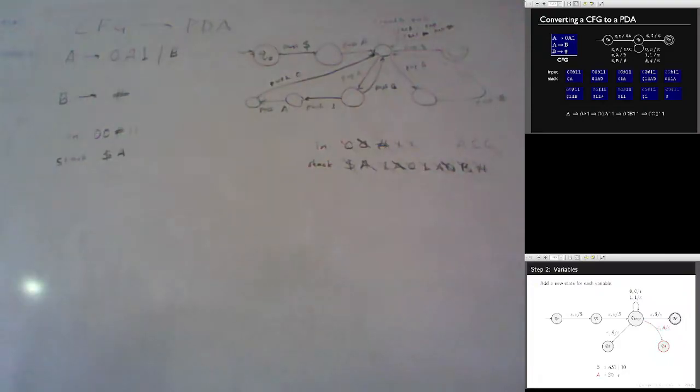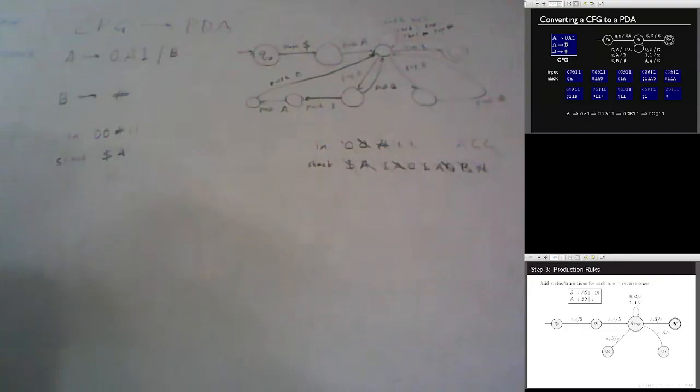The final step, which is also the longest step, is the production rules. So for each production rule, we need to draw a path, which could just be one arrow or it could be multiple arrows depending on how long it is. But we need a path from that variable to Q. Okay? And the path has to read the production rule in reverse order. Okay, so it has to be in reverse order.